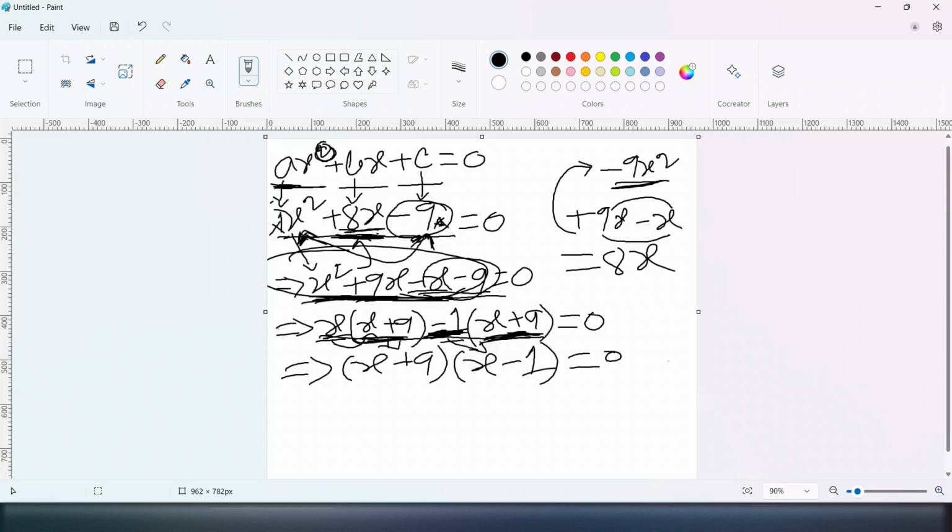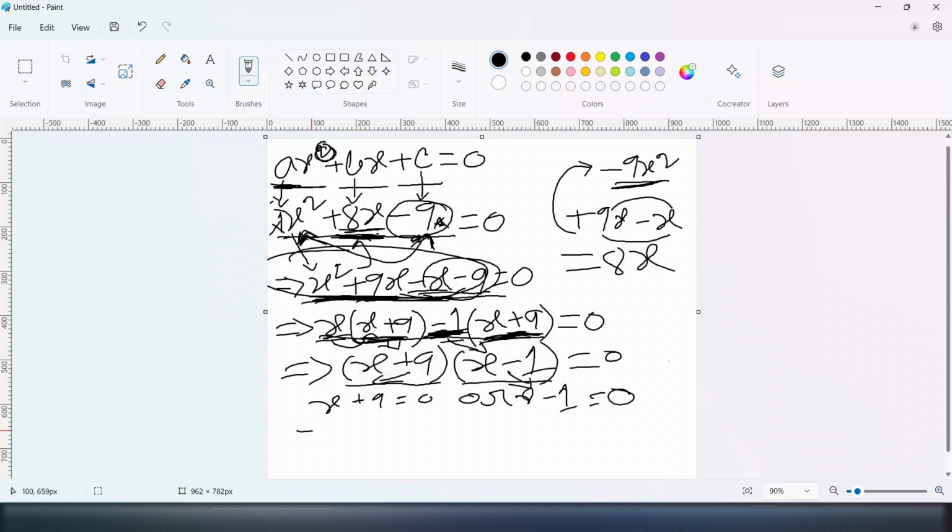Now the next line is figuring out the value of x. So how can you figure out the value of x? We have to write this line separately, this line separately. So you have x plus 9 equals 0, or you have x minus 1 equals 0. Okay, this one came from here and this one came from here.